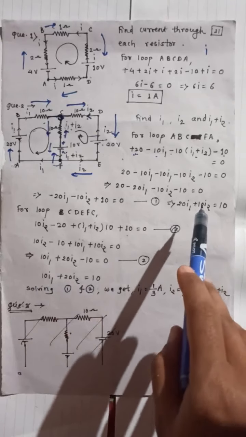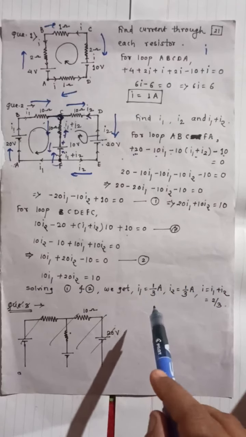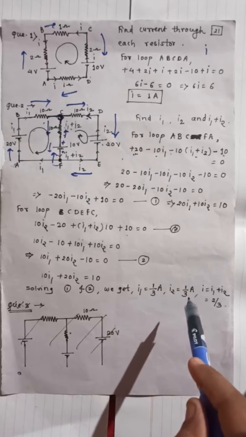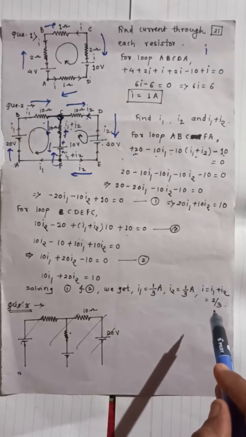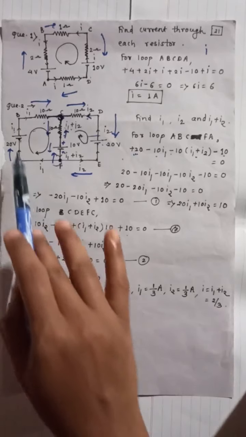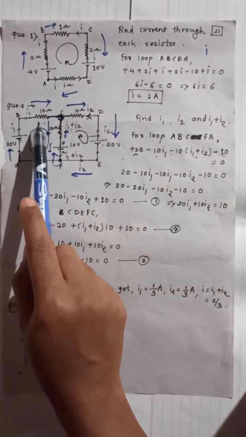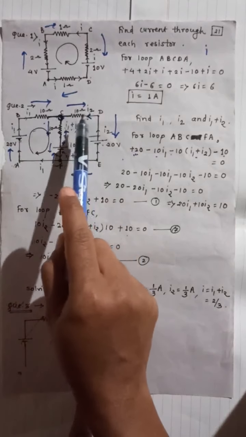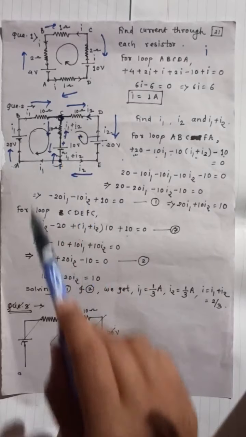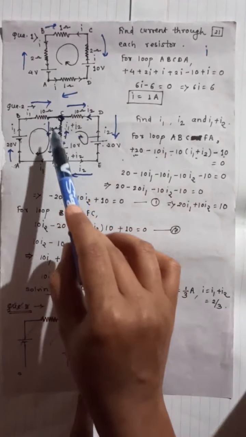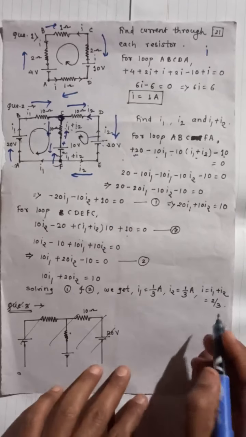So just solve equation 1 and equation 2. You will get I1 as 1 by 3 ampere, I2 is 1 by 3 ampere. And the total current is nothing but the 2 by 3 ampere. So through this 10 ohm resistor, 1 by 3 ampere is current flowing. Through this 10 ohm resistor again 1 by 3 ampere current is flowing, and through the middle 10 ohm resistor, total 2 by 3 ampere current is flowing.